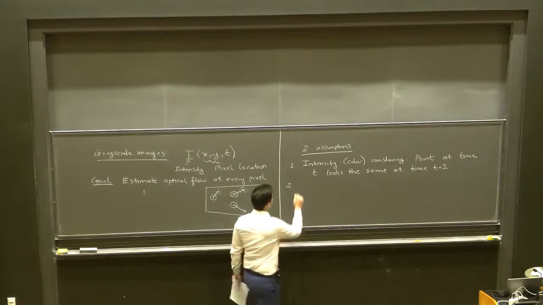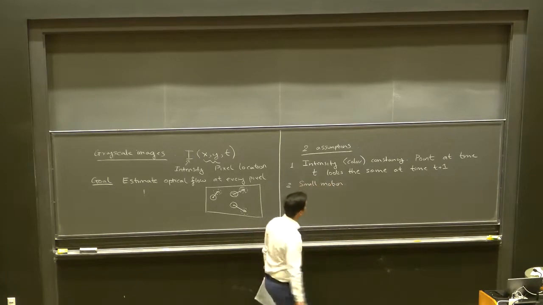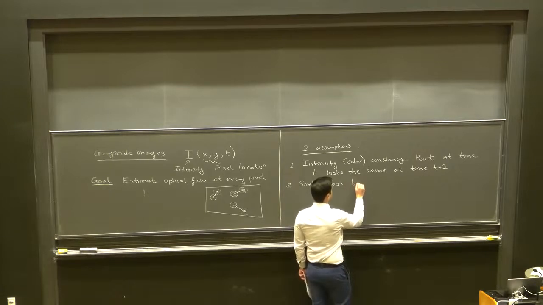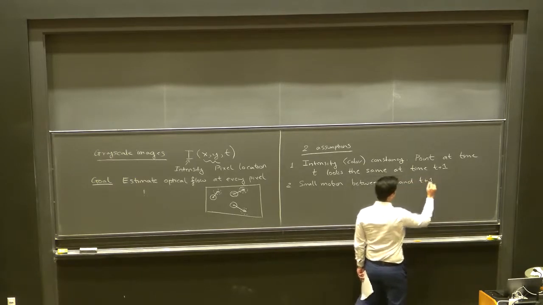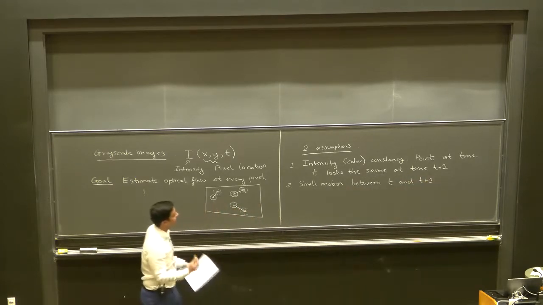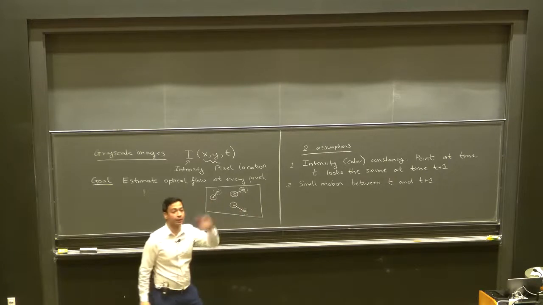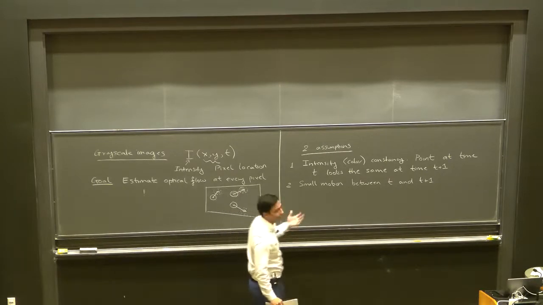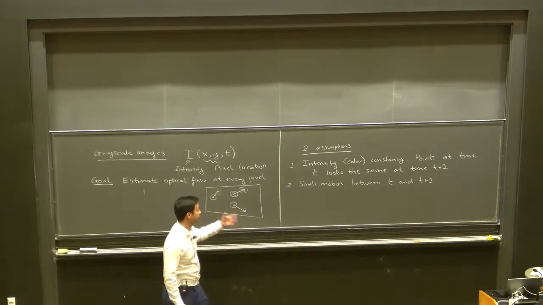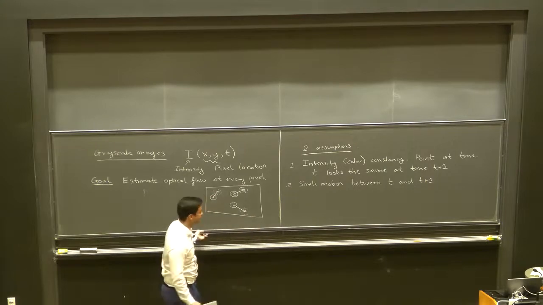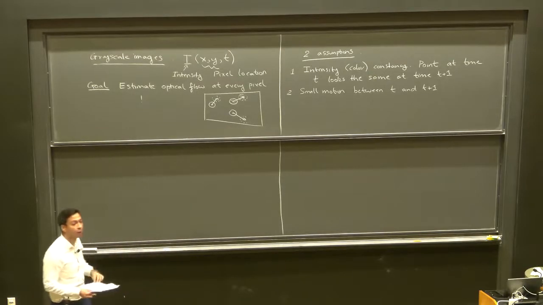The second assumption is an assumption on small motion. Basically, the amount of motion between two consecutive frames, t and t plus 1, is not that large. Within a single time step, objects are not moving massive amounts. This could be a reasonable assumption if you have a high frame rate camera, since then things have not moved all that much in the scene. All right, so these are the main assumptions we make. We'll add one more later on.